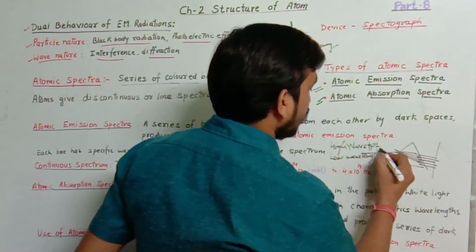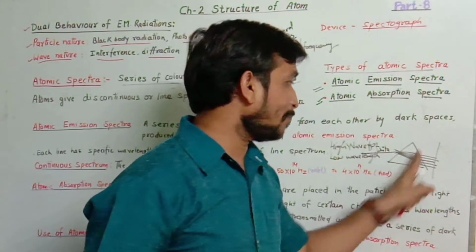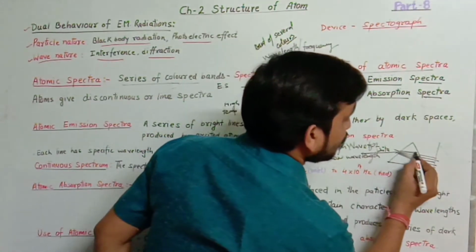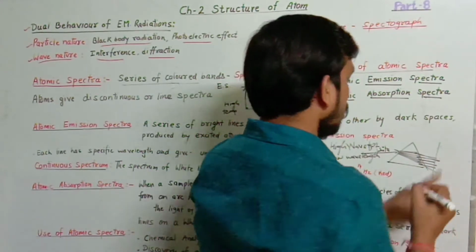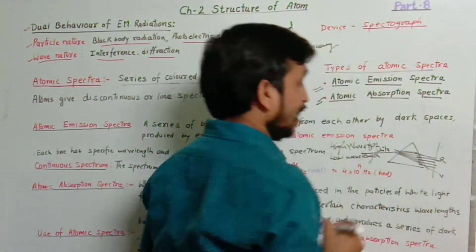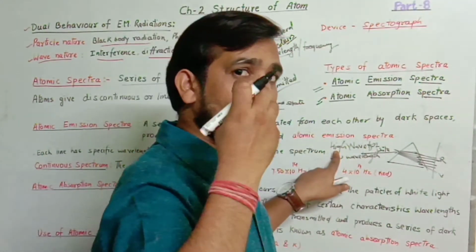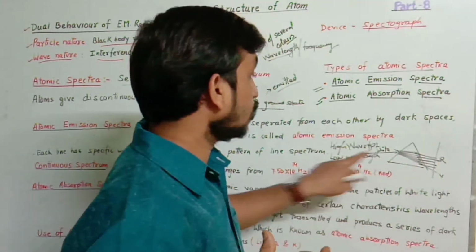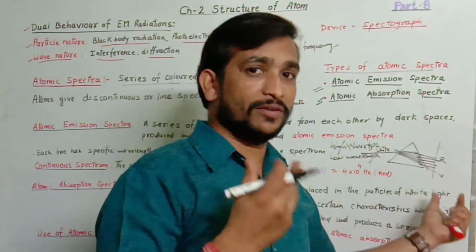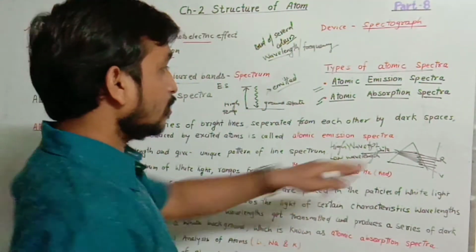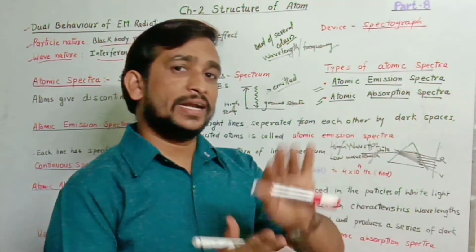For example, if this is any white light, whenever it passes through a prism, this is the less deviation and this is the high deviation. So this is red color, this is violet color, because as we know the wavelength of red color is very high, so it deviates very less, and the wavelength of violet color is very low, so it deviates at a higher rate, or it will deviate more. This is how the various colors or various wavelengths present in white light split and show deviation.